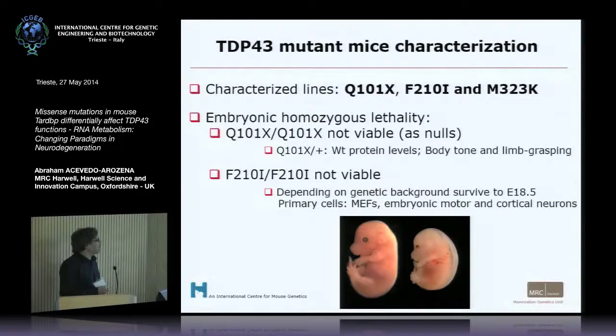Moving towards the F210I, they are not viable. However, unlike the knockouts, they survive, and depending on the genetic background, we can take them towards E18.5. Bettina did a great job analyzing the zebrafish knockouts. We are not there yet with these mice. However, they are also developmentally delayed. In general, they are around 2 days delayed.